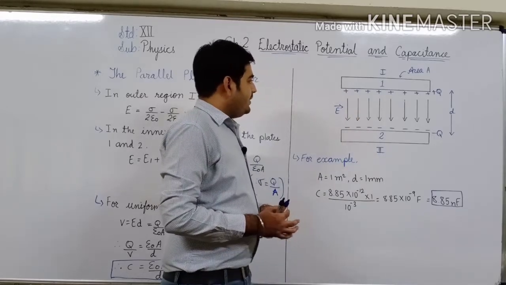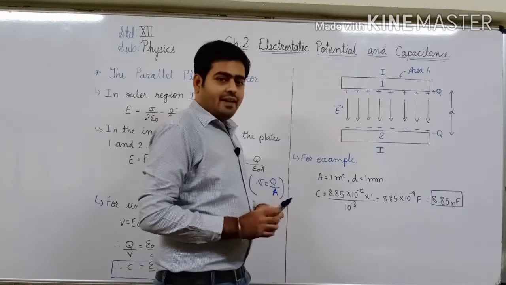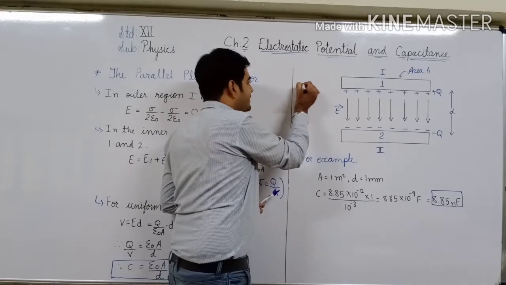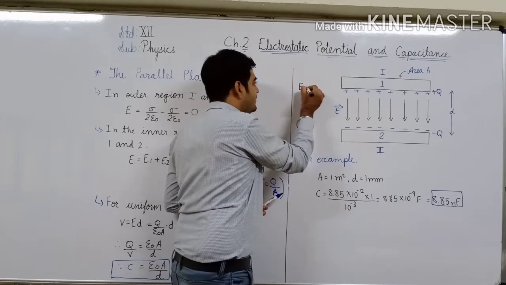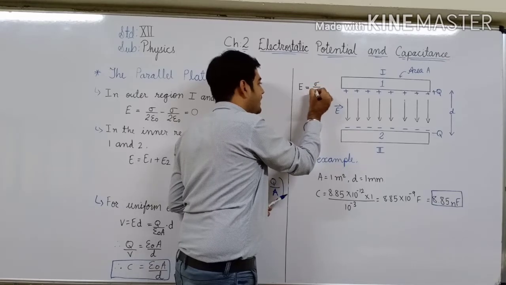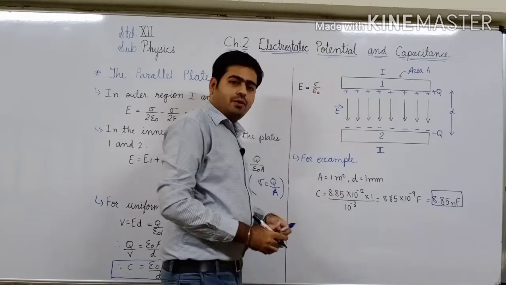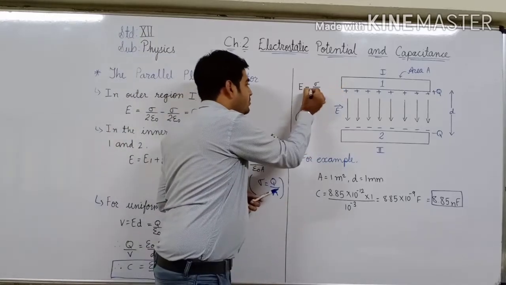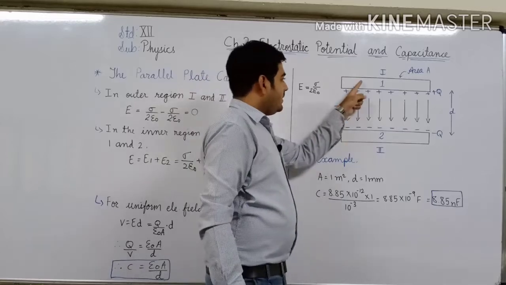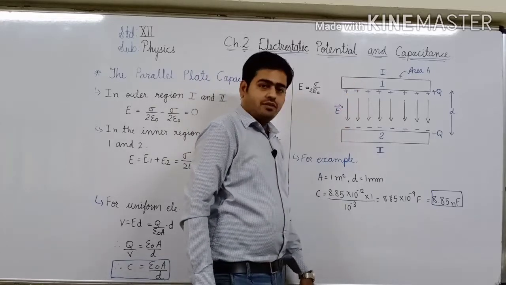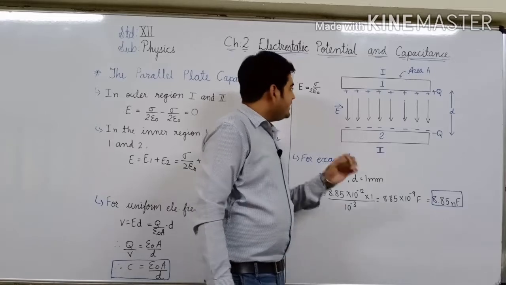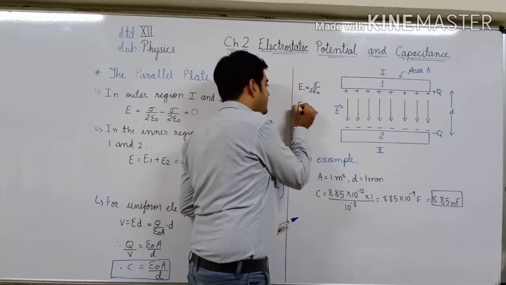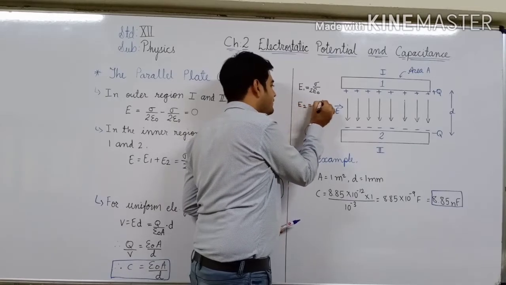So when we consider vacuum between these two plates of capacitor, at that time electric field due to uniformly charged plane sheet, infinitely long plane sheet, is sigma upon 2 epsilon naught. So electric field due to first plate, that is sigma upon 2 epsilon naught, and electric field due to second plate, that is sigma upon 2 epsilon naught. So E1, that is sigma upon 2 epsilon naught, E2, that is sigma upon 2 epsilon naught.